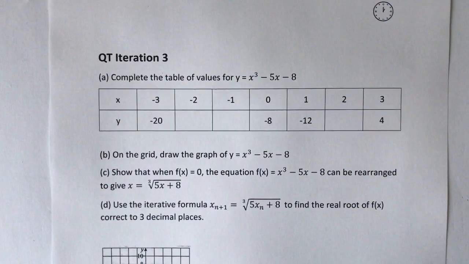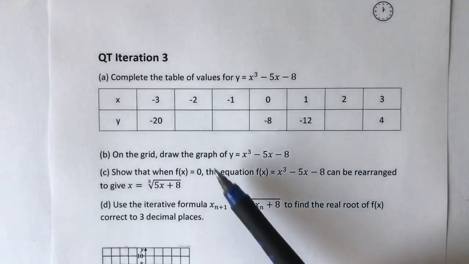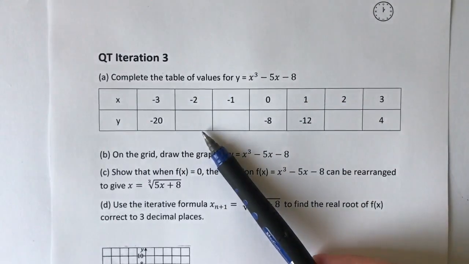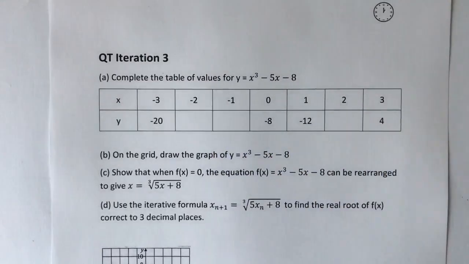Hi, this is the third video in the playlist where we're looking at a question on iteration. It's fairly straightforward. It's just going to take a little bit of time to actually work through. So the first part of it is we're going to complete the table of values. We've got just 3 that we need to complete, when x is -2, -1 and when x is 2.